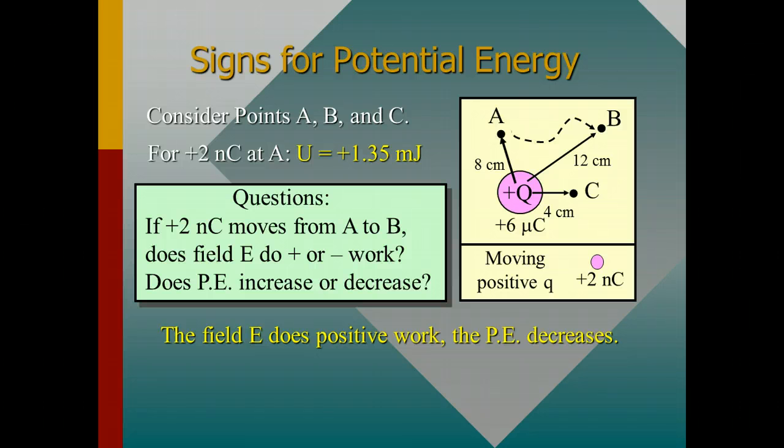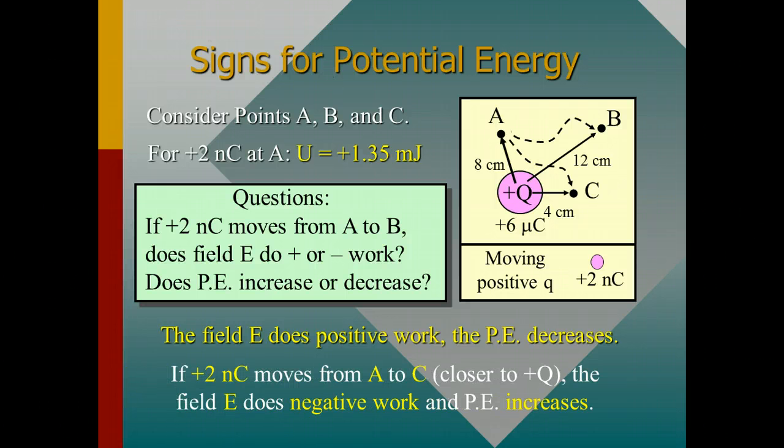So therefore our potential energy decreases. If it moves from A to C instead, the field does negative work and our potential energy will increase. Okay, so take a second, make sure that that makes sense. If the field does positive work, our potential energy will decrease. That is, our potential energy is smaller at B than it is at A. And if the field does negative work, our potential energy increases. That is, that we have more potential energy at C than we do at A.